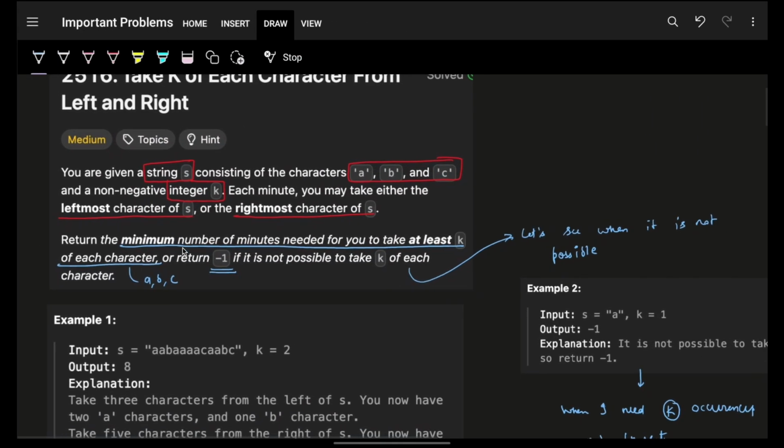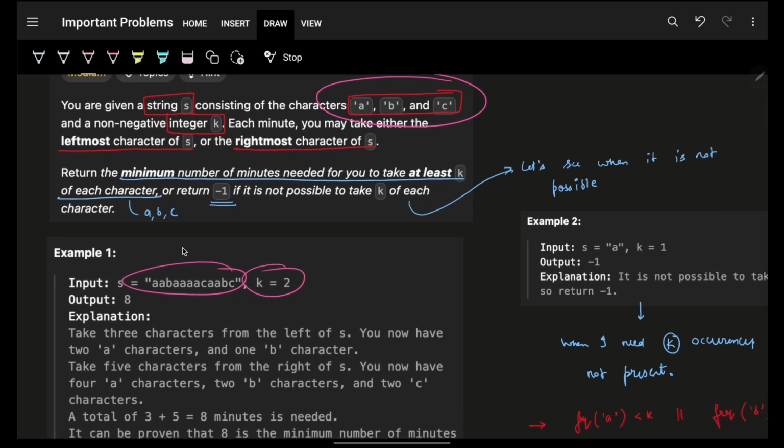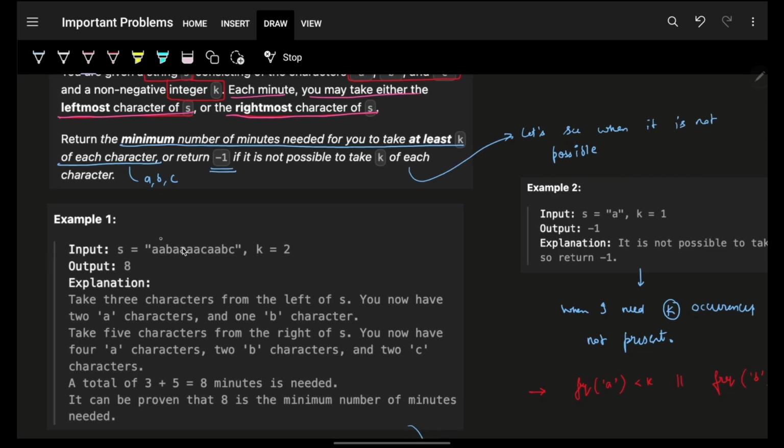Now, it simply says that you are given a string S and an integer K, and that string S consists of only three characters A, B, and C. Each minute you can take either the leftmost character or the rightmost character of S, which means I can take some starting characters and some ending characters, and I have to return the minimum number of minutes needed for me to take at least K of each character.